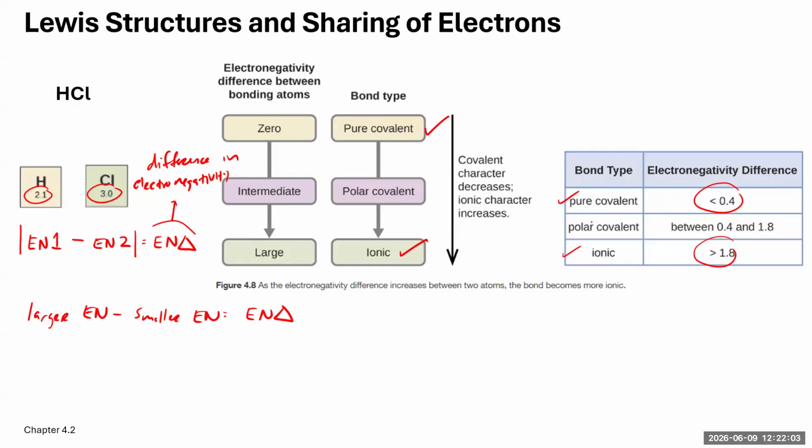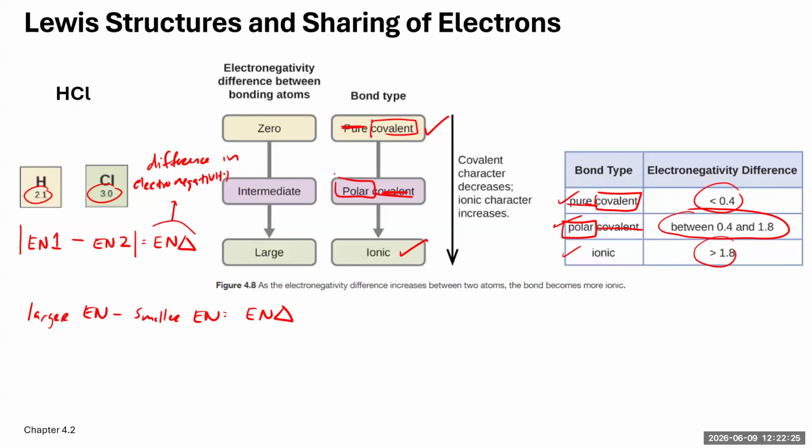Here's what's a little finicky: if it's between 0.4 and 1.8, that's considered a polar covalent bond. We're just going to call it polar. We're going to call this one covalent so that we can use less vocabulary, right? So let's just say this is covalent, this is polar.